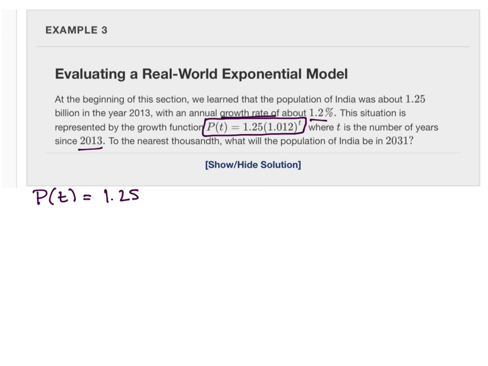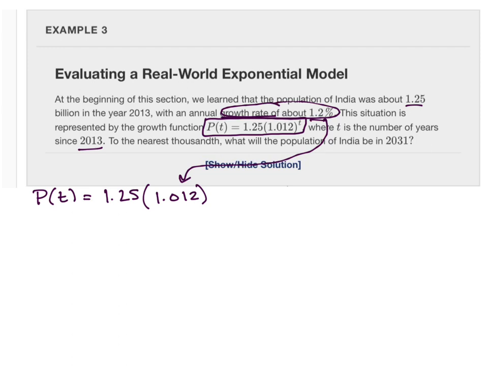1.25 represents what? The number of people initially when we started the clock in the year 2013. Okay, so we're talking about this function, P of t. We know that 1.25 is the initial amount. It's the amount of people when the time started at 2013. We also see that it is growing at a rate of 1.2%. But in the function, what I see is 1.012. So I'm not real sure how I got from 1.2% to this 1.012.